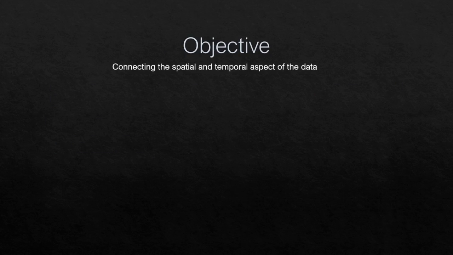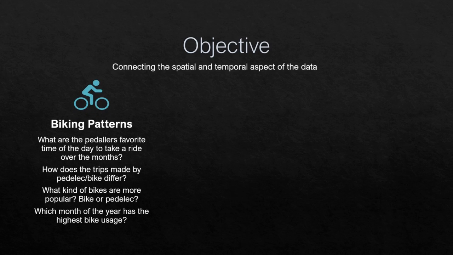So here are the high-level tasks and user questions we intend to answer. Our main objective is to connect the geospatial data to the temporal data to gain an understanding into the biking patterns. For example, we want to visualize the monthly usage statistics of the bikes. Since there are two types of bikes, we want to compare the usages between the bike types.